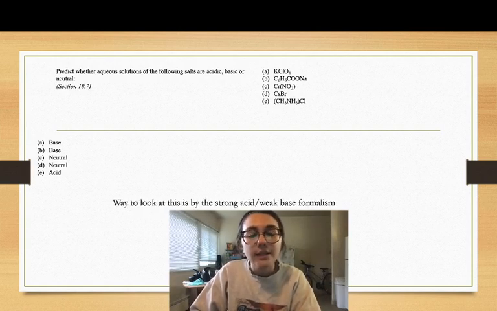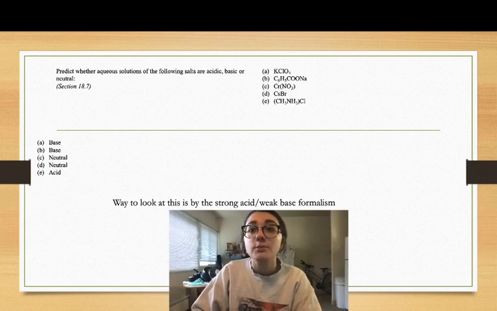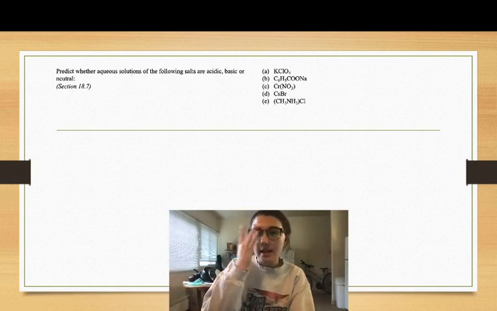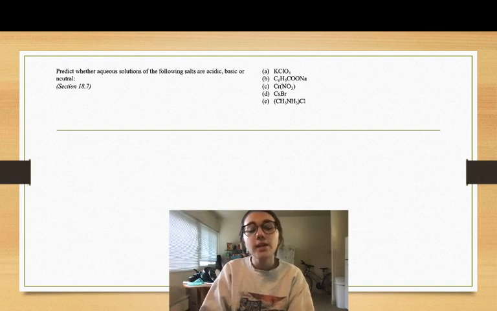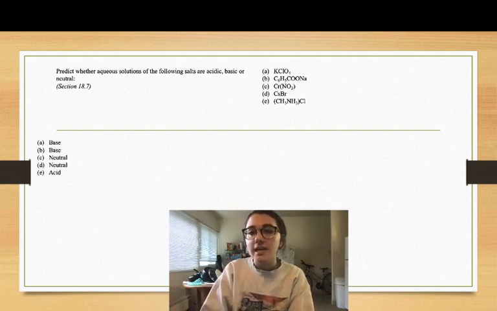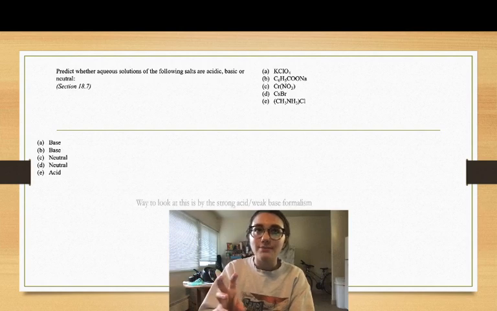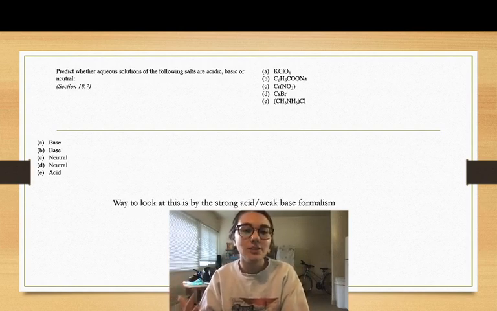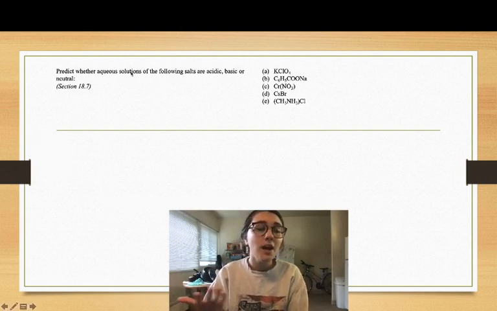All right, now I look at chromium nitrate. Nitrate comes from a strong acid. Strong acids make weak conjugate bases. That weak conjugate base is then going to mean that the overall thing is neutral. So if I have weak conjugate bases or weak conjugate acids in the salt, it's then going to be neutral. So the same thing here with the cesium bromate.